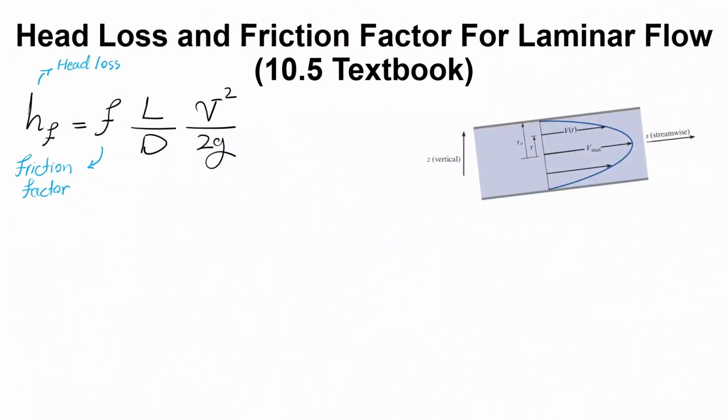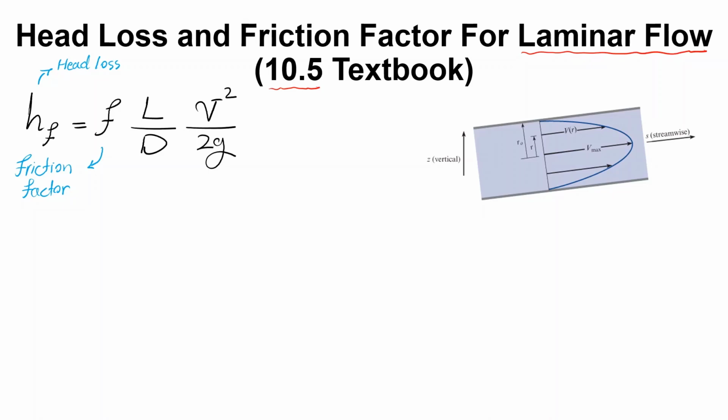Now that we have learned about the Darcy-Weisbach equation, we can move ahead and calculate head loss and friction factor for different types of flow. And by that I mean laminar flow or turbulent flow. Right now in this slide, I'm going to focus on laminar flow. And everything that I'm explaining right now is covered in chapter 10, section 5 of your textbook. So the full derivation of head loss and friction factor for laminar flow can be found in section 10.5 of your textbook.